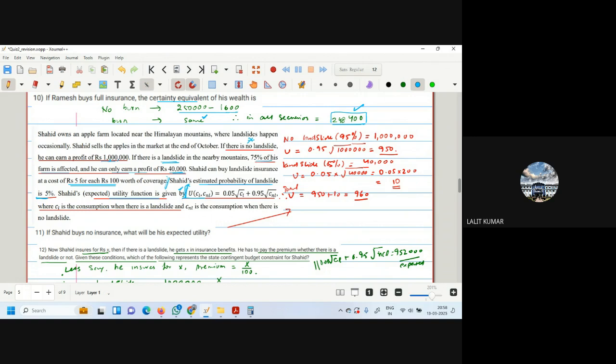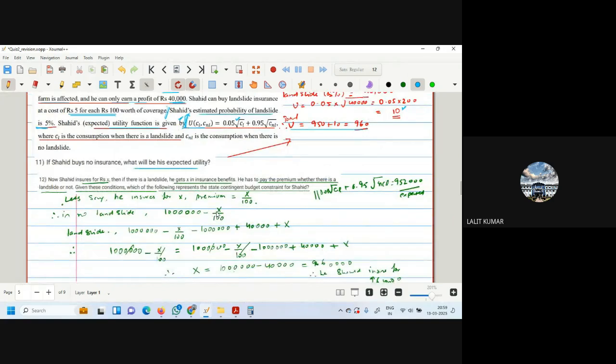So again, we come to the same state that, for example, no landslide. I take back my words. This root CL they have given. Otherwise, we would have taken only CL. So they have given the utility function root. If there is no landslide, probability is 95%. He gets 10 lakhs. So in that case, his utility will be 0.95 into this, which is 950. In case of landslide, it is 40,000, so his utility is 10 only. So his expected utility is 950 plus 10, which is the first question.